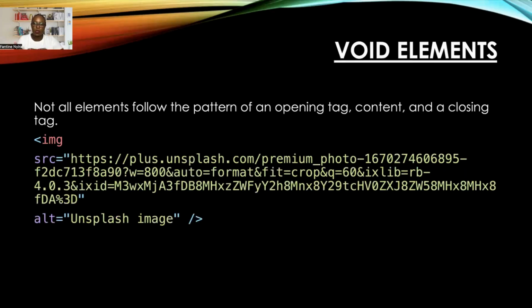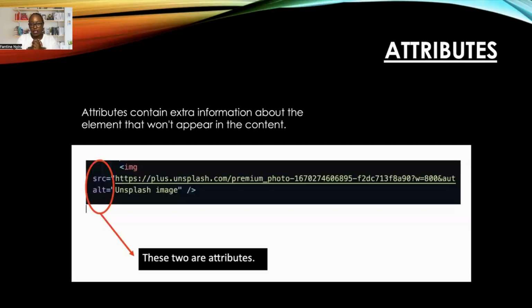So we saw also the void element. As we said before, when we started, we said an element has two tags, an opening tag and a closing tag, but there are some elements that don't have a closing tag, so those are called void elements. And we saw the attributes, they're inside a tag.